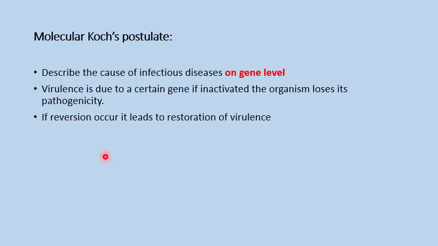Now there is تجديد أو يعني a new postulate. We call it molecular and they kept the name Koch. يعني احتفظوا باسم كوخ برضو على this postulate بس طبعا مش هو اللي عامله. This new molecular Koch postulate denotes what? It describes the cause of infectious diseases on gene level. So here we say that virulence is due to a certain gene. It's on gene level, so I'm going to consider that this gene is responsible for the virulence. So if this gene is inactivated, the organism loses its pathogenicity. If reversion occurs, it leads to restoration of the virulence. So this is the new form of Koch's postulate, and we call it molecular Koch postulate.